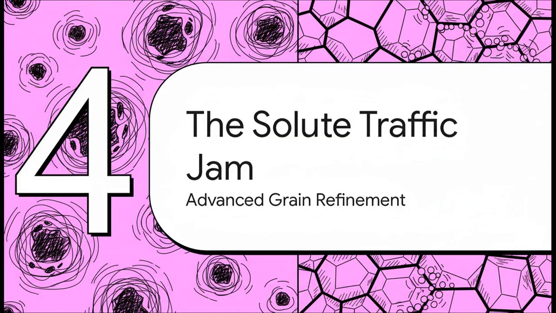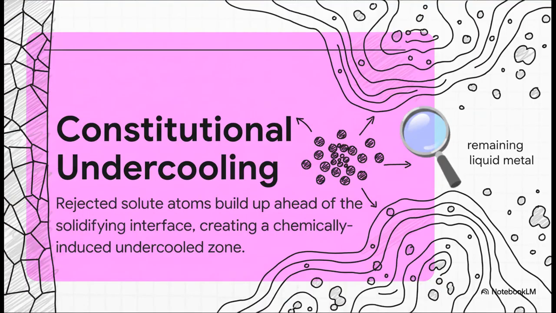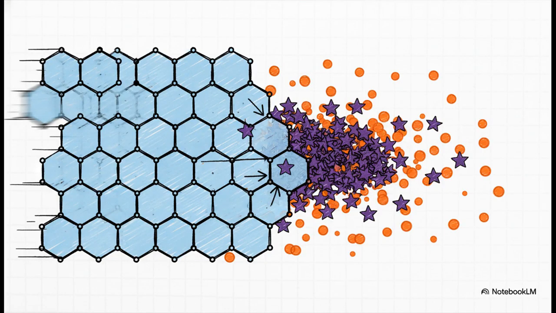But wait, there's more. Seeding is a fantastic tool, but it's not the only trick in the book. There's another, much more subtle thing going on. A mechanism that's driven by the alloy's own chemistry and the specific elements we put inside it. It's this wild phenomenon called constitutional undercooling. And it's a super fascinating effect that happens right at that moving boundary, right where the solid crystal meets the liquid metal. The best way to picture this is a traffic jam on an atomic highway.